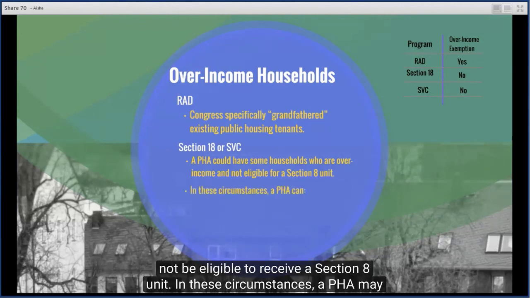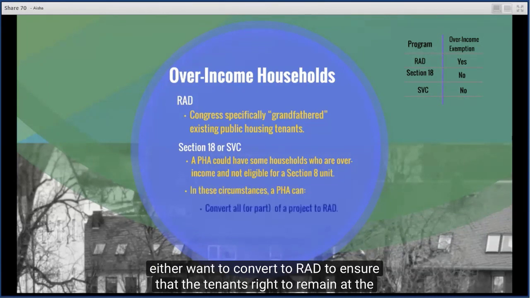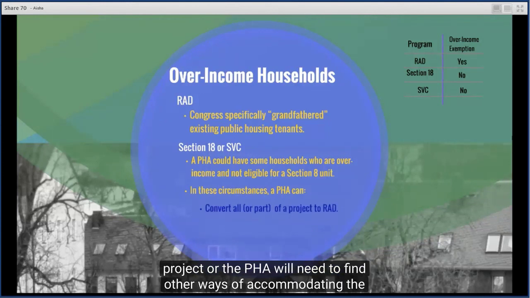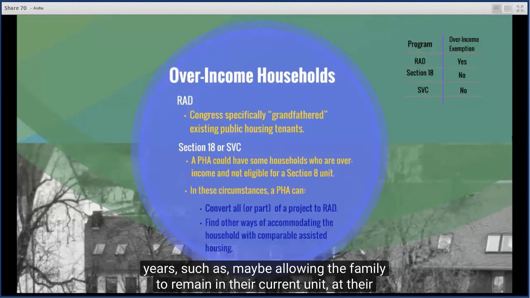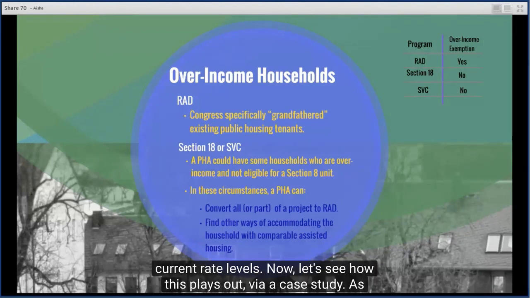In these circumstances, a PHA may either want to convert to RAD to ensure the tenant's right to remain at the project, or the PHA will need to find other ways of accommodating the household with comparable assisted housing, generally for a period of 3 years, such as maybe allowing the family to remain in their current unit at their current rent levels.